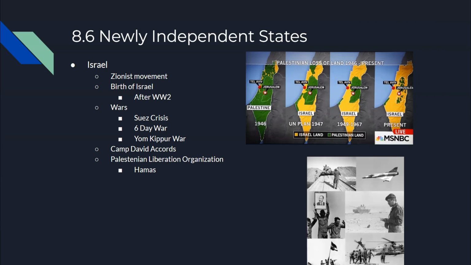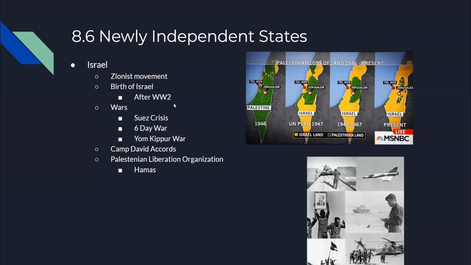Some of the wars were the Suez Crisis in 1956, which you just talked about, the Six-Day War, where Israel basically steamrolled over Egypt, Jordan, and Lebanon, and the Yom Kippur War, which was in a way a repulsion of an invasion by Egypt and Syria. After this came the Camp David Accords between Egypt and Israel, a peace agreement orchestrated by United States President Jimmy Carter.